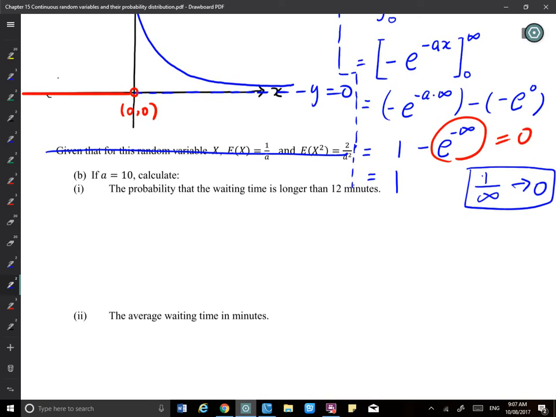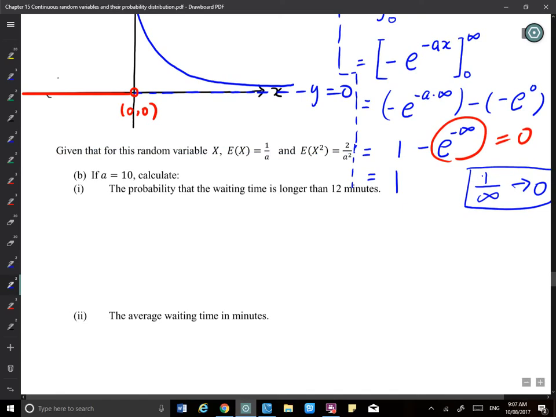What's the normal way of calculating mean and standard deviation? X times fx, 0 to infinity, and so forth. X squared times fx, for expected x squared. I can't use that fact. But very lucky, we have this fact here in this question because it's given. I can directly use that.